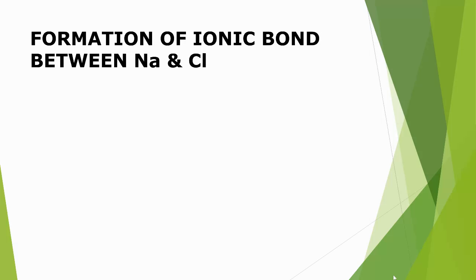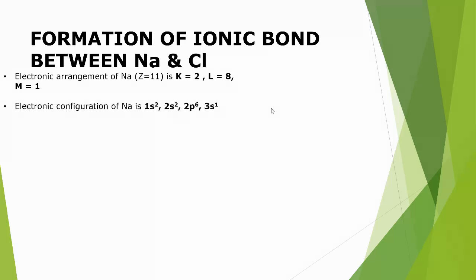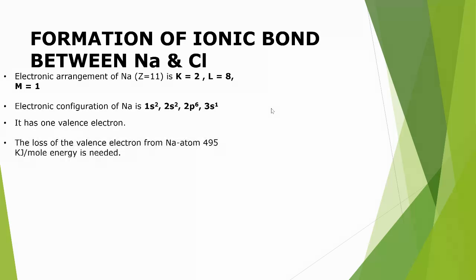Formation of ionic bond between sodium and chlorine. Electronic arrangement of sodium, 11 electrons: K2, L8, and M1. Electronic configuration of sodium is 1s2, 2s2, 2p6, and 3s1. It has one valence electron. For the loss of the valence electron from a sodium atom, 495 kilojoules of energy is needed. Due to the low ionization potential value, the sodium atom loses its valence electron.